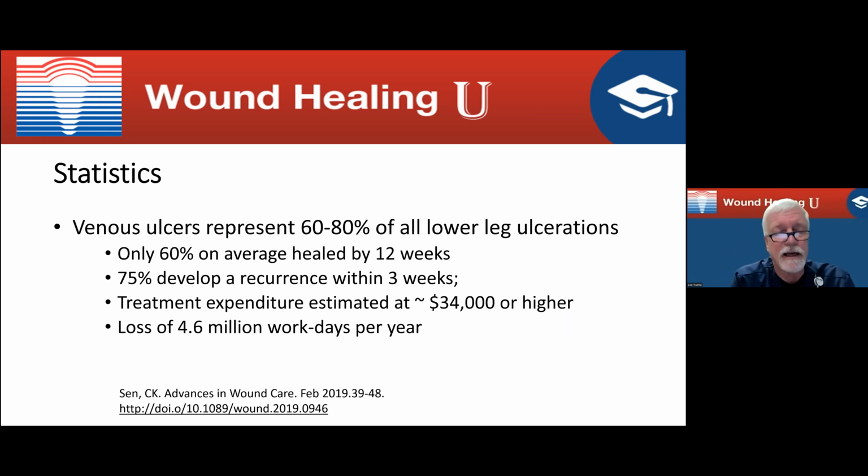So statistics, quickly: venous ulcers represent about 60 to 80% of all lower leg ulcerations. Only about 60% on average are healed by 12 weeks. Three-quarters of them develop a recurrence within 3 weeks. Treatment expenditure is about $34,000 per case, and about 4.5 million work days per year. This was a study done by Dr. Shandon Sen and published in Advances in Wound Care back in 2019. So venous leg ulcers are a big deal.